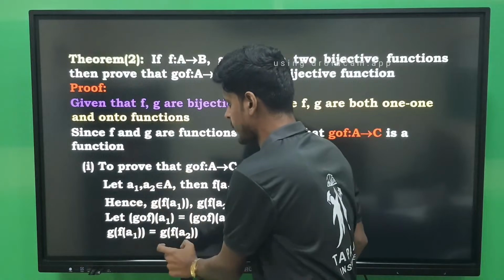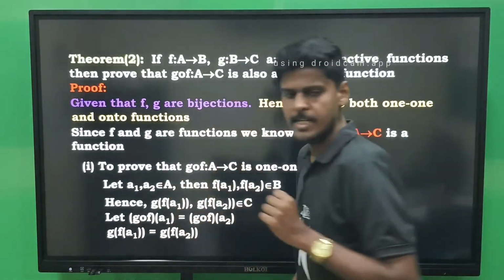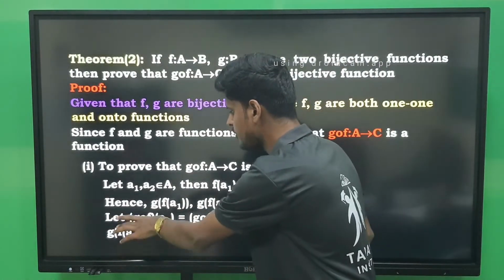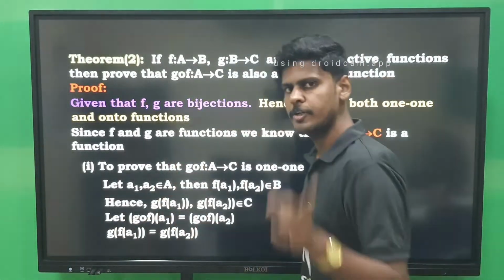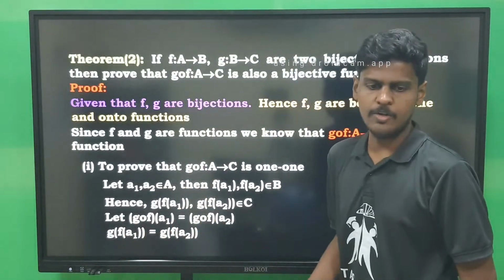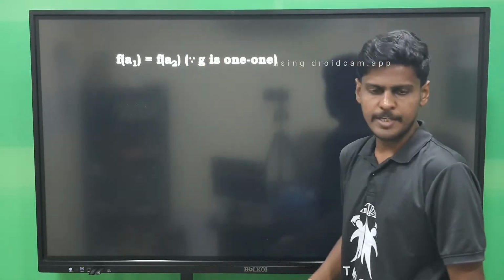Therefore, g of f of a1. This f of a1 is the input for g. f of a2 is the input for g. As both these values are the same, the output of the g function is the same. Therefore, the input should also be the same. That is what is given: g of f of a1 equal to f of a2, f of a1 equal to f of a2.